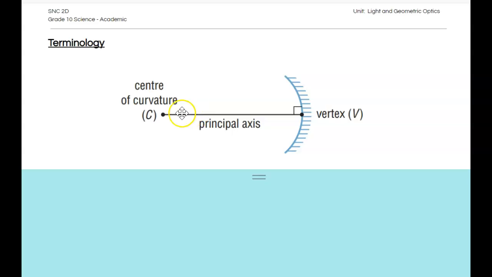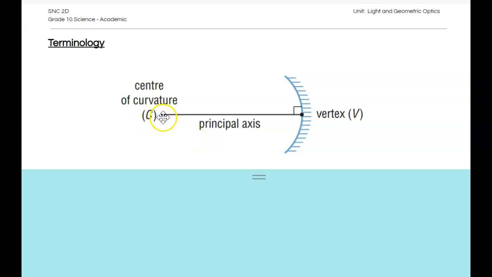Okay, now you'll notice here that we've drawn a line towards the vertex that meets the vertex at a right angle. Okay, so in other words, it is normal to that point on the curved mirror. That is what we call the principal axis. Okay, and so we're going to be placing objects along that principal axis and moving them forward and backwards, and seeing where the image would be located based on how the light rays are going to reflect.